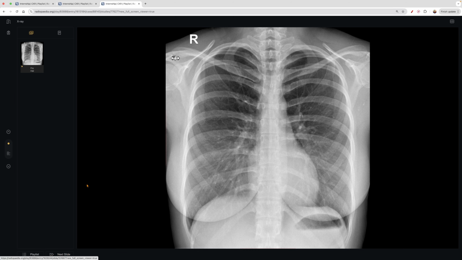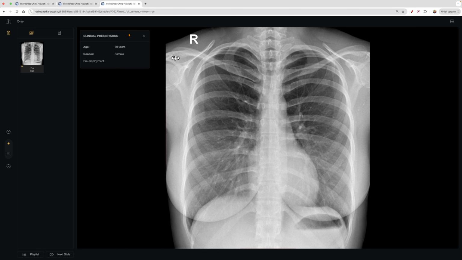So let us begin. Just to orient ourselves, I'll try to have the clinical presentation here, and then we'll have our chest x-rays here. So this is a chest x-ray, also known as a chest radiograph. And let's start with the anatomy.